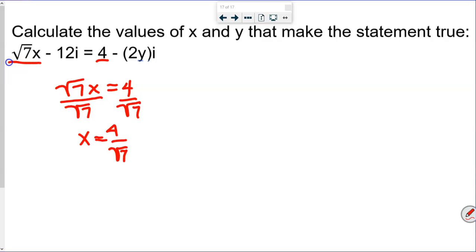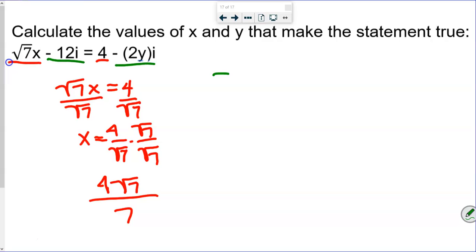Recall again that we can't leave it there, right? So we got to multiply it by the square root of 7 over the square root of 7. This is rationalizing the denominator. So we get 4 square root of 7 over what, y'all? Yes, 7. You should be able to see that by now, okay? And then we're going to do our imaginary to our imaginary. So this can be negative 12i equals negative 2yi.